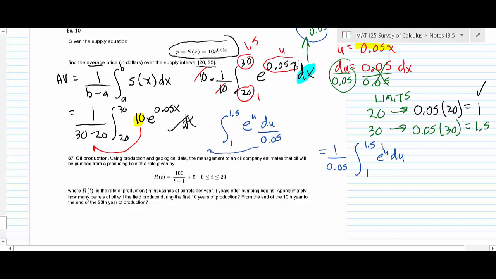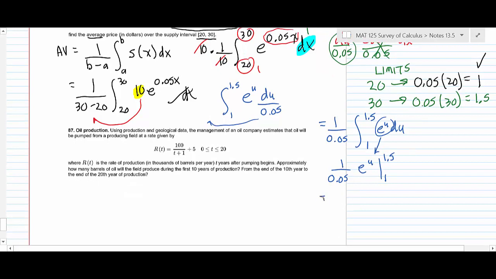Now it's easy. What is the integral of e to the u? Antiderivative. What is it? E to the u. Okay, that's why we did what we did. So you're going to have 1 over 0.05 and then e to the u. That's the antiderivative. But now you evaluate from 1 to 1.5. You don't have to plug that u back in because you changed the limits of integration.